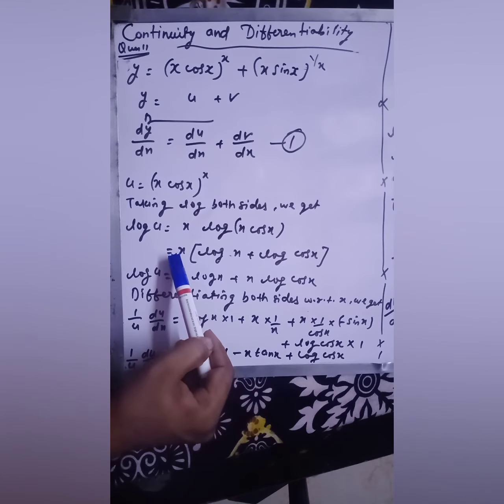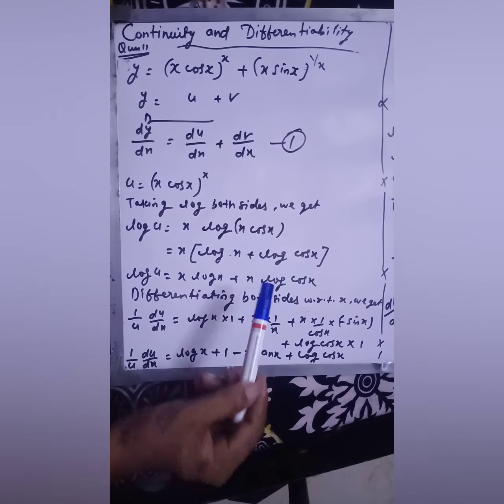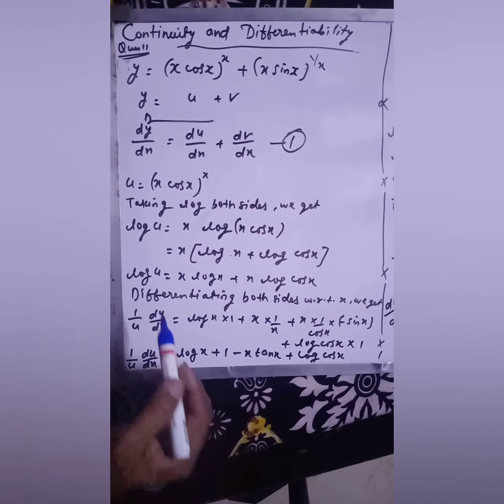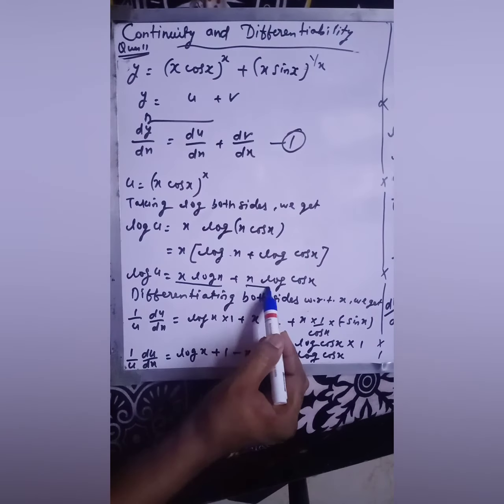Now in the next step, I'm inserting this x inside this, so it would be x log x plus x log cos x, like this. Okay, now as you can see, if you differentiate it, here you have to apply product rule, or again in this you can apply product rule.